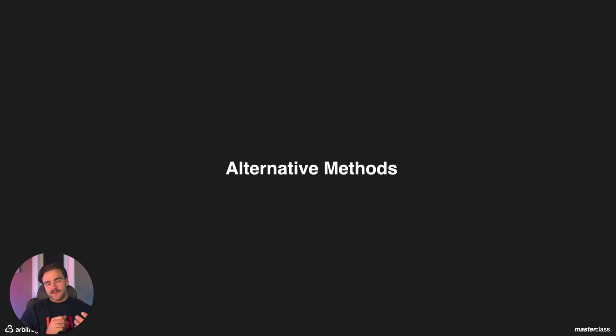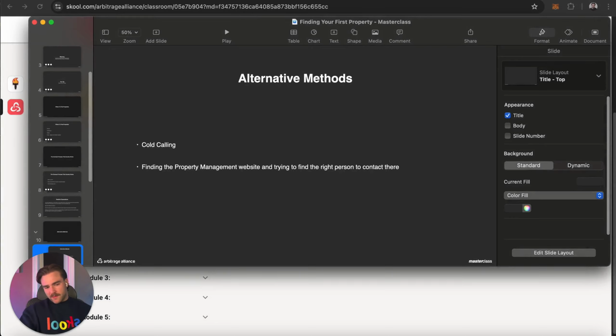Next, I'm going to be talking about some alternative methods that you can use instead of the Zillow to email. I still think it makes the most sense just because of the sheer volume you can get out. I think in this scenario, volume wins. But nonetheless, there are different ways to do it, so I'll show you them anyway. So the first one is cold calling. I'll show you the thing right here.